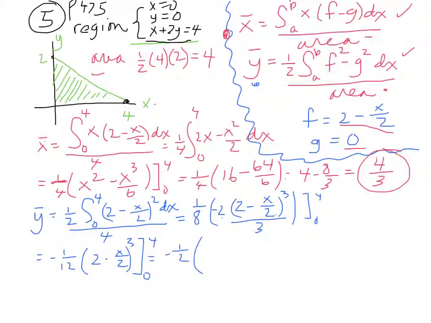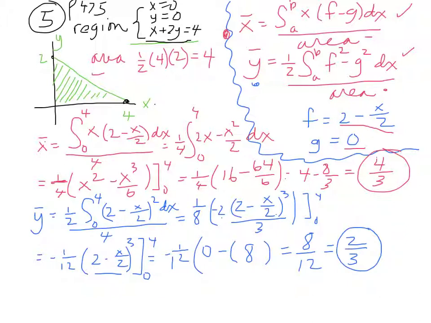When I evaluate this thing at 4, I'm going to get 0. So I get 0 minus this thing at 0, so I get 2 cubed, which is 8. Oops, I dropped the 12 here. So I get a minus 8 over 12, and I got 2/3 for the y-coordinate.